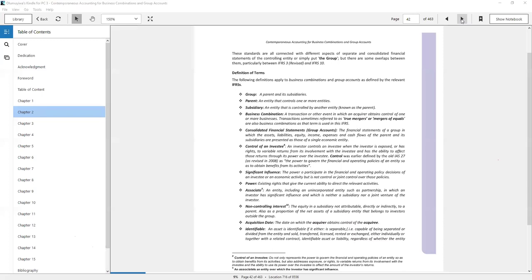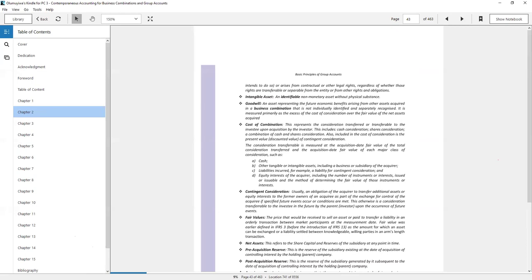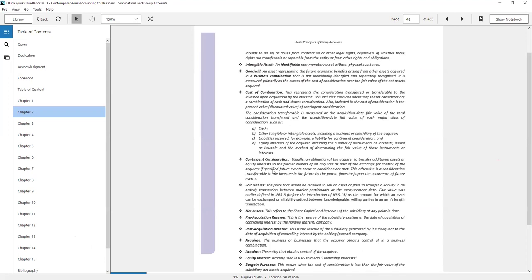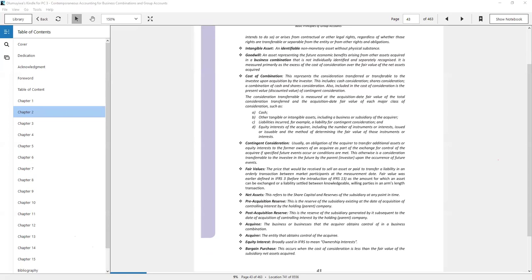Identifiable asset or liability, regardless of whether the entity intends to do so, or arises from contractual or other legal rights, regardless of whether those rights are transferable or separable from the entity or from other rights and obligations. Intangible assets. An identifiable non-monetary asset without physical substance. Goodwill. An asset representing the future economic benefits arising from other assets acquired in a business combination that are not individually identified and separately recognized.